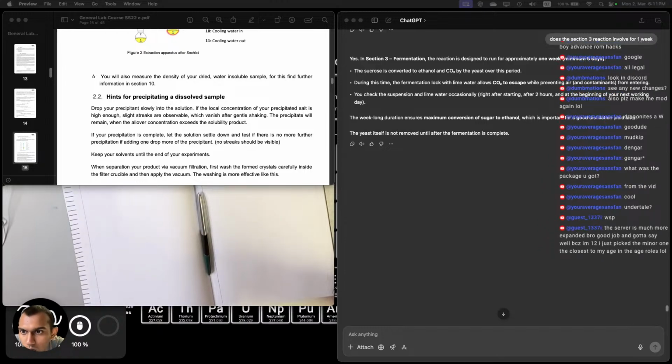The server is much more expanded. Bro, good job. Got the same one. I just picked the minor one, the closest to my age in the age roles, lol. Okay, the server is much more expanded, bro.